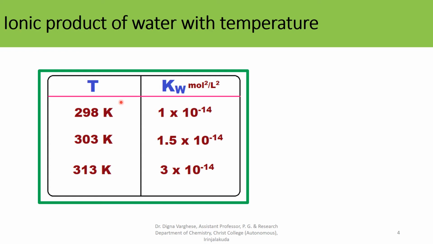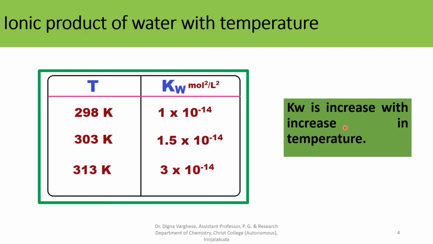So we can see from the table, as the temperature increases, the ionic product of water also increases. At a particular temperature, the ionic product of water is a constant. As the temperature increases, the ionic product value also increases. So Kw increases with increase in temperature.